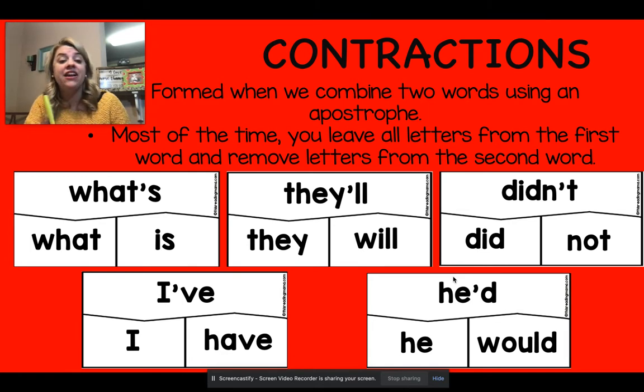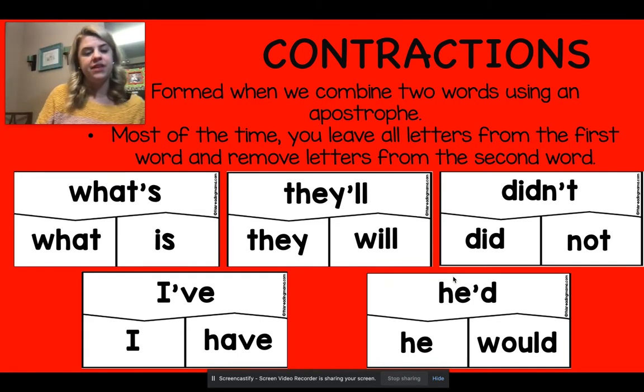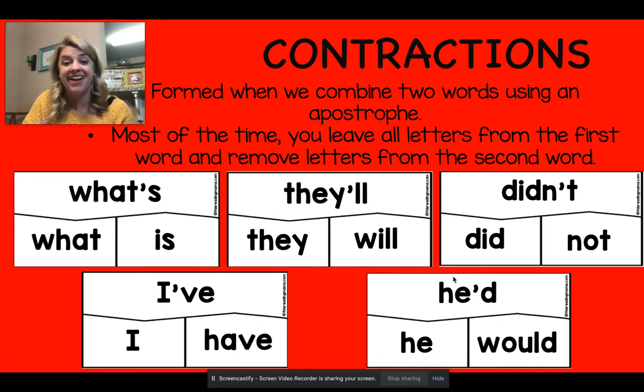All right. And our last word for today is wouldn't. That's a bigger one. Wouldn't. That is made when we combine the words would, not. Wouldn't. Okay? See if you got it right.